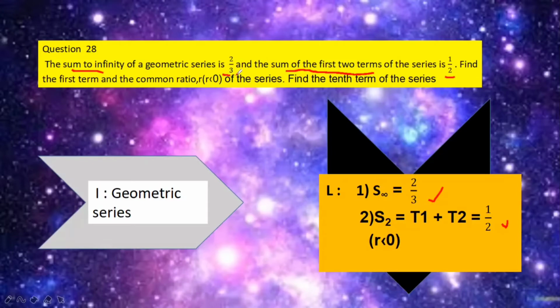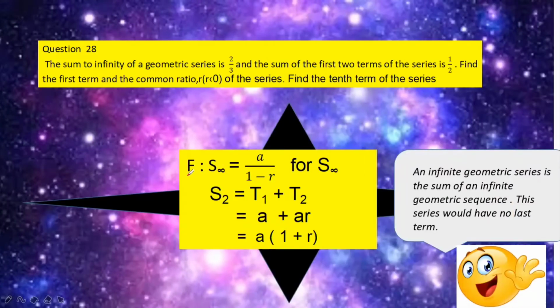And then list out also R must always be less than 0, so that you can never be out of the given topic. The next step is F, which is formula. List out the formula relating to the given information in the question, which is S infinity equals A divided by 1 minus R. Next, sum of the first two terms is T1 plus T2 equals A plus AR. You factorize the A, equals A(1 plus R).